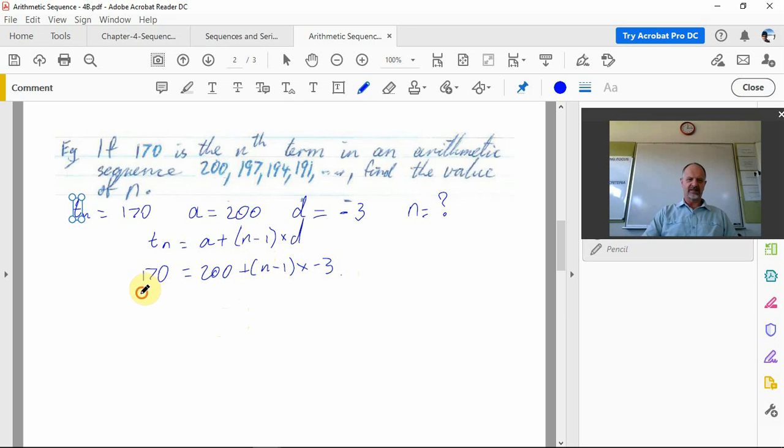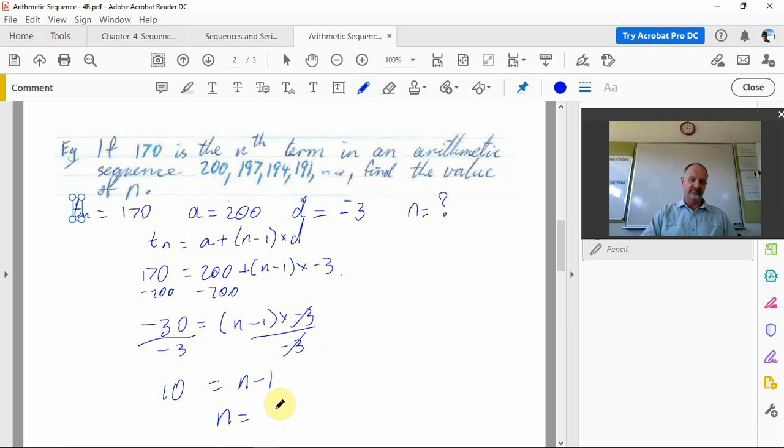Let's work it out. I'm going to take 200 from both sides. And so negative 30 equals n minus 1 times negative 3. I'm going to divide by negative 3 on both sides now. Then add 1, so n equals 11.